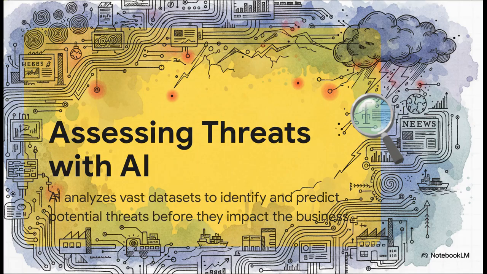An AI can just churn through unbelievable amounts of data from all over the place. We're talking internal network logs, system performance, but also external stuff: global news feeds, social media trends, supply chain reports. It pieces it all together to spot patterns and predict potential threats before they ever hit you.